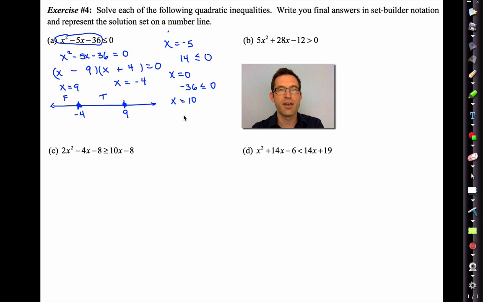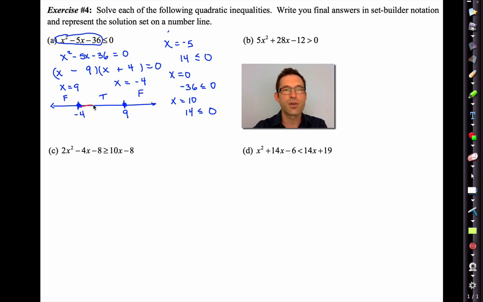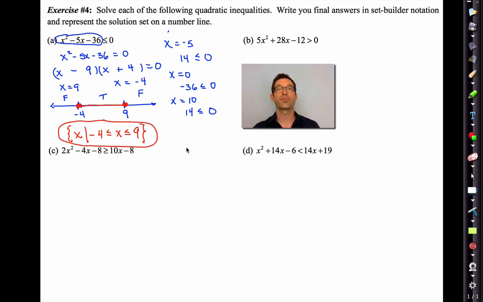Then maybe I'd take, let's say, x equals 10, and I'd plug it in there. And what I find with 10 is, again, 14. That's due to the symmetry of the parabola. 14 is less than or equal to 0. That's false. So now I color in where it's true. And again, I sort of learn my lesson. And I get that. My final answer now is negative 4 less than or equal to x less than or equal to 9. Since they said put it in set builder notation, I got to have the fancy curly brackets around it, and that's it.